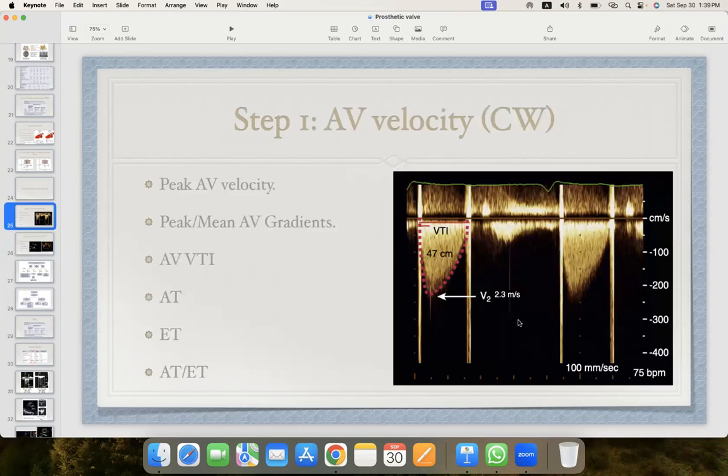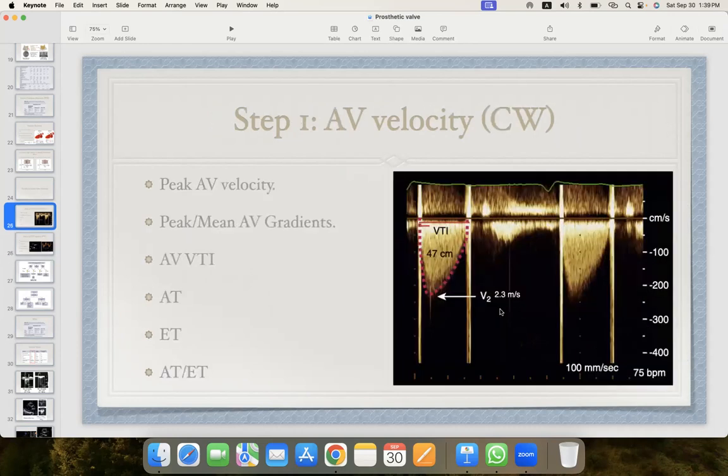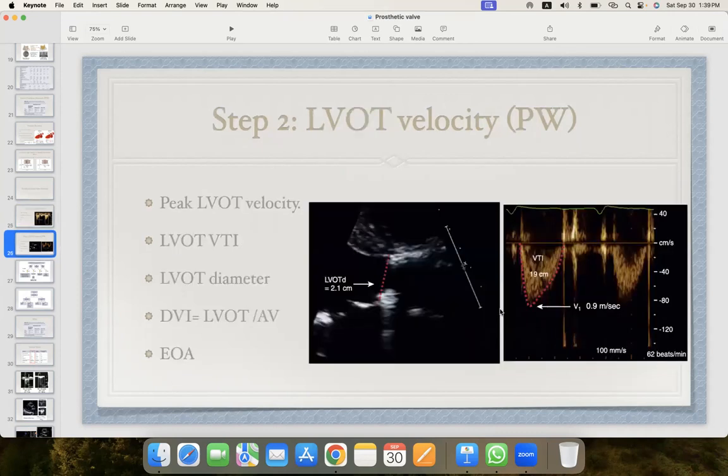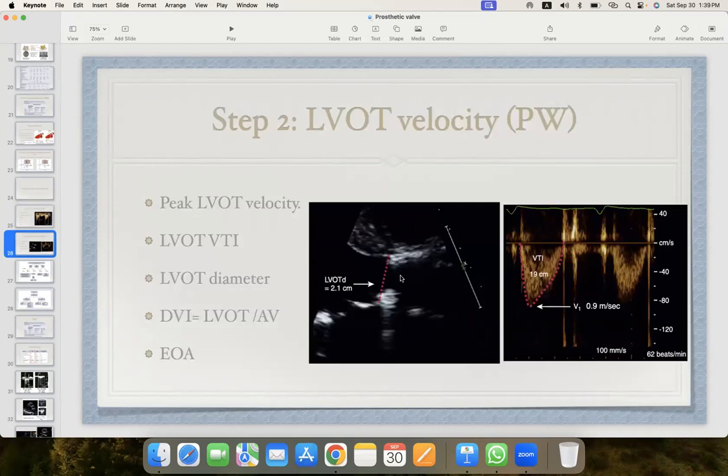And then here 0.2, 2.3. So you will divide 0.9 divided by 2.3. Here, if you do it, of course, this is gonna be more than 0.3. And if it's more than 0.3, this is normal. And also from this view, you can calculate the aortic valve area. We call it the effective orifice area.